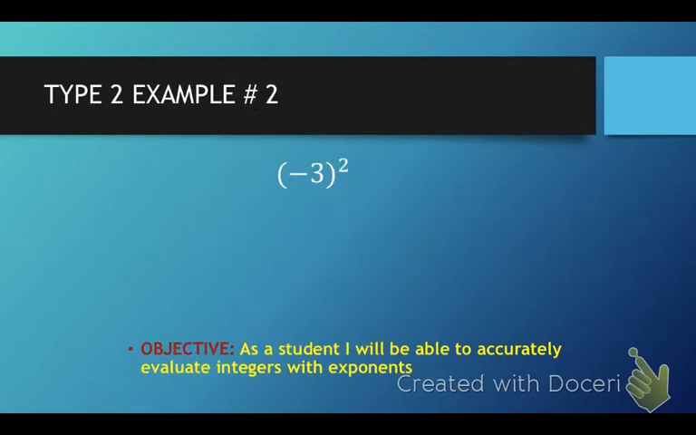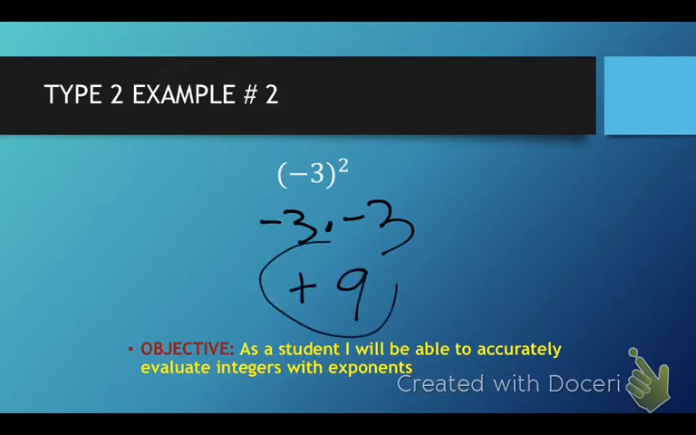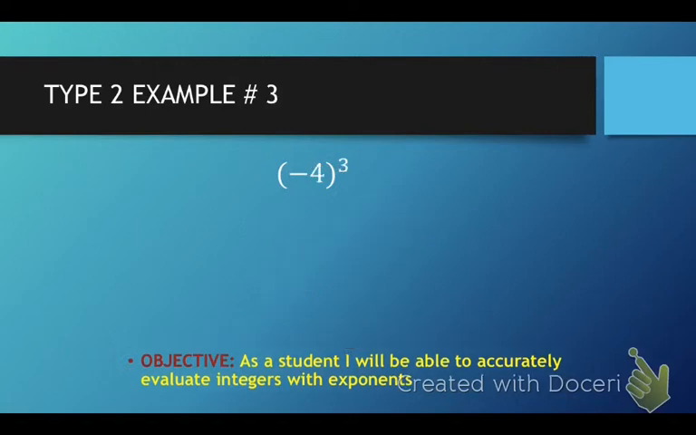Example number 2. We have negative 3 squared. Negative 3 squared is the same thing as negative 3 times negative 3. And 3 times 3 is 9, and a negative times a negative is a positive. Our answer is positive 9 or just 9. We have one more example.